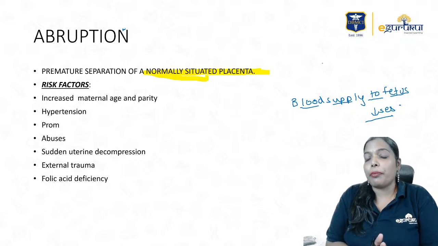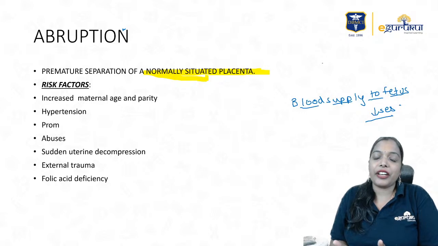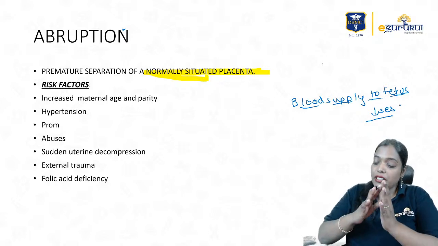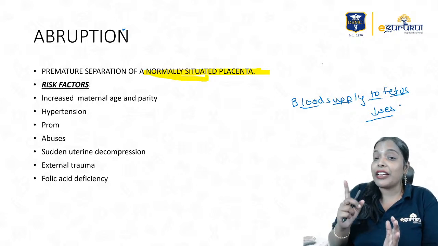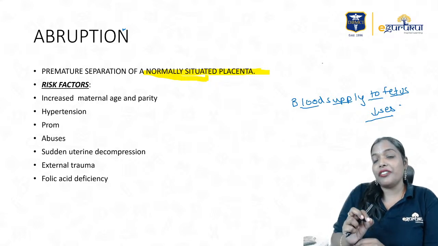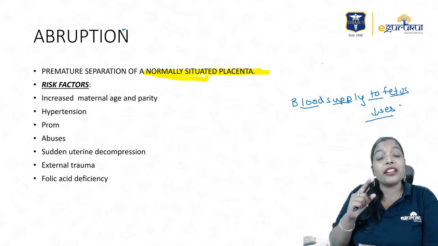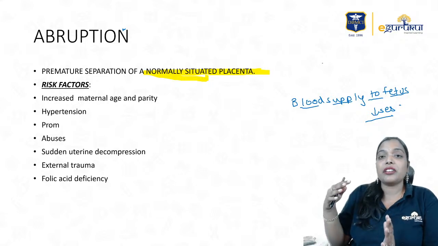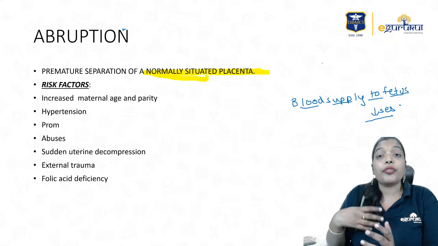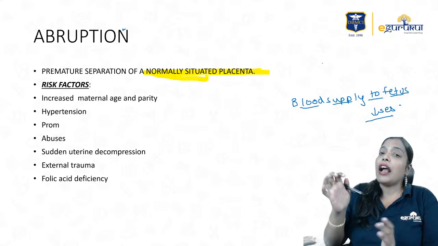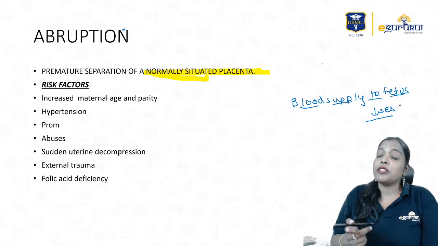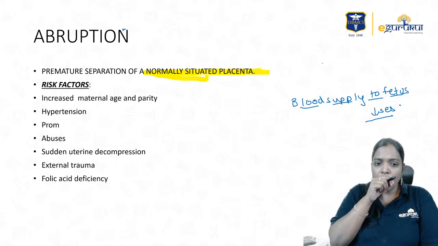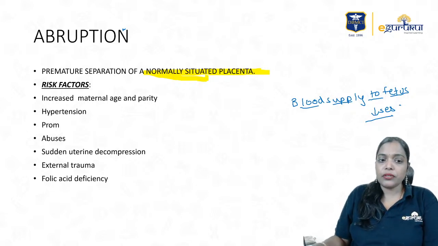Now can I wait and watch in abruption? What happens if I wait and watch? The placenta goes on separating and the blood flow to the fetus goes on compromising. So never wait and watch in abruption. You have to always deliver the baby immediately, irrespective of gestational age. Otherwise, the placenta will separate and the baby will go into hypoxia and death. So you have to act quick. As the uterus is contracting to expel the placenta and products of conception, it is painful bleeding.